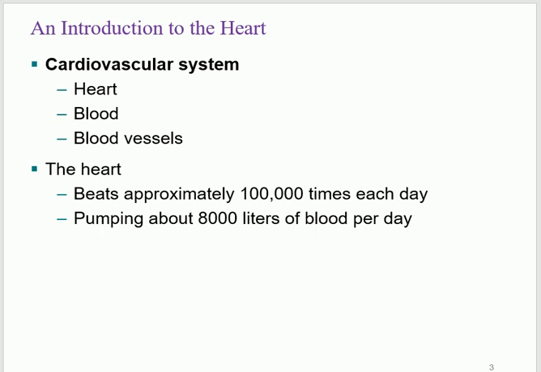So when we say cardiovascular system, generally speaking, cardio means heart, vascular means vessels. So we're talking about the heart and the blood vessels. That's the system. And the blood runs within that system, but we covered the blood already. So our focus will be heart and blood vessels.